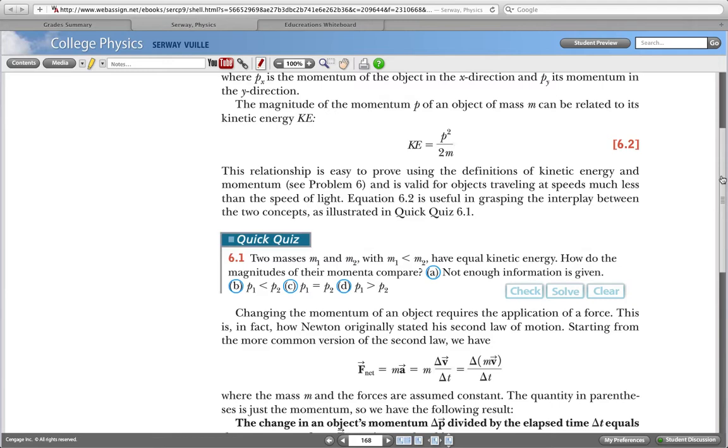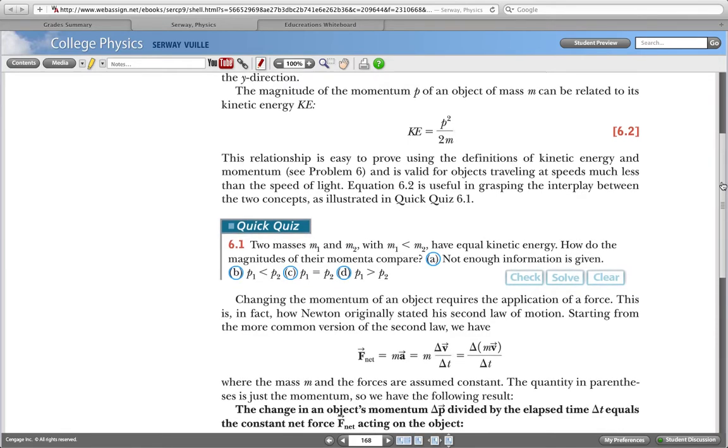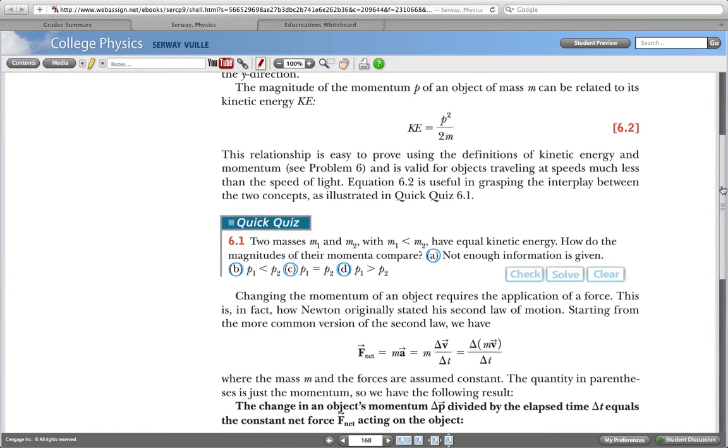And I think that's probably more obvious to me when I start talking about rotational momentum, or angular momentum as it's called, and we will get to that later in this course. But momentum definitely does have a direction to it. It is a vector quantity.